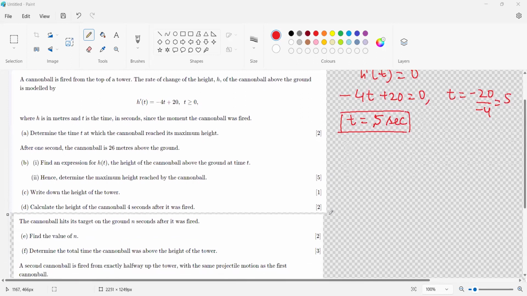After 1 second, the cannonball is at 26 meters above the ground. We are looking for the expression for the height. We have h'(t) equal to negative 4t plus 20. So to obtain the height function, I'll integrate the function.